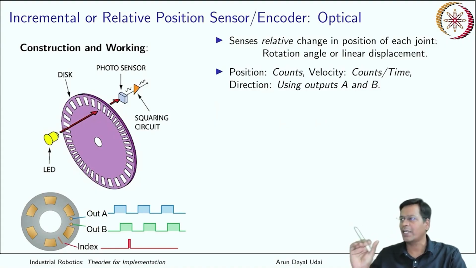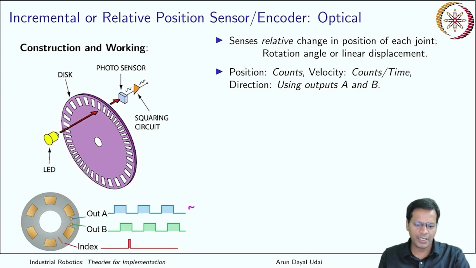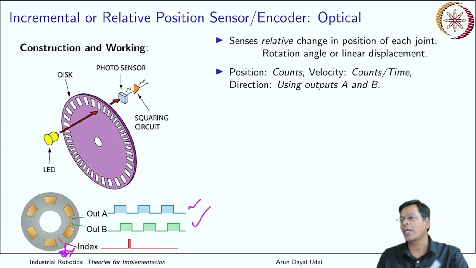What you get out of it is a count. The count has a direct relation to the angle or displacement. Velocity is nothing but the number of counts appearing per unit time. And for direction, using the 2 inputs A and B, you can get the direction. Sometimes you have an additional slot of very small width that is known as an index. That is just one signal that you get after every one complete revolution. If you count this one, it will directly give you the number of complete revolutions per second.